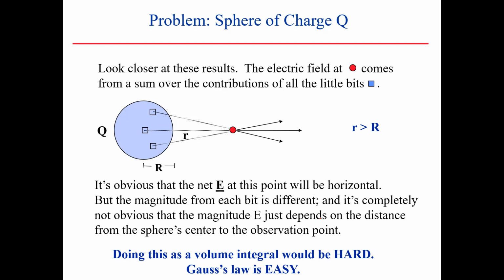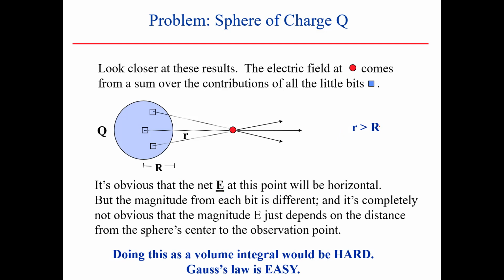Okay. So here is another problem. Look closer at these results. The electric field at the red point comes from a sum over the contributions of all the little bits of squares. Okay. So it is obvious that the net electric field at this point will be horizontal.